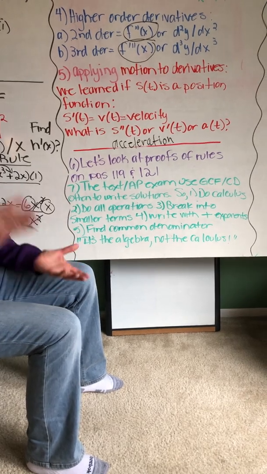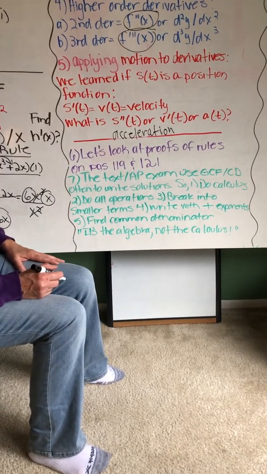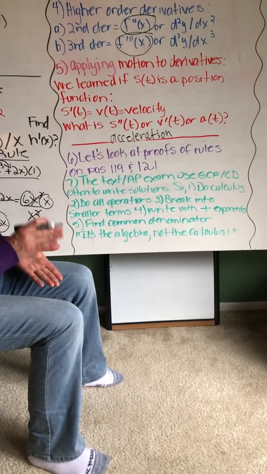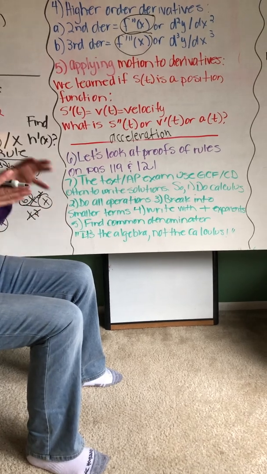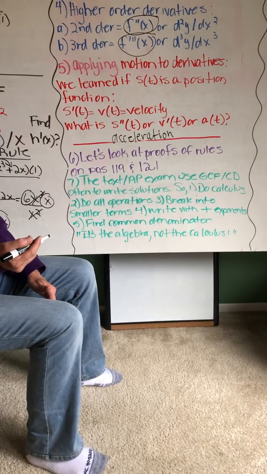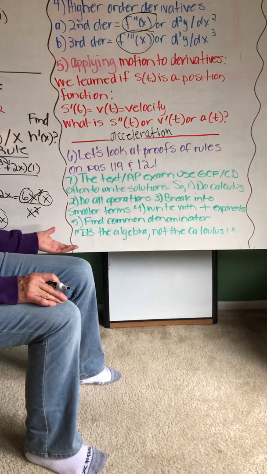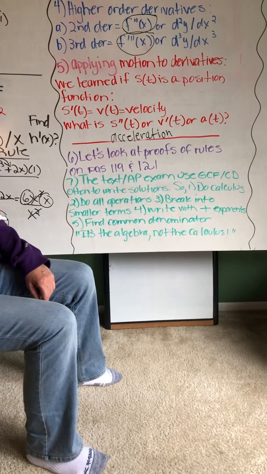So here's what we're going to do. Basically, whenever we do product and quotient rule, we're going to do all of our calculus, all of our operations. We may break our answer into smaller terms and write our exponents as positive. Find a common denominator if necessary. Again, it's the algebra, not the calculus.